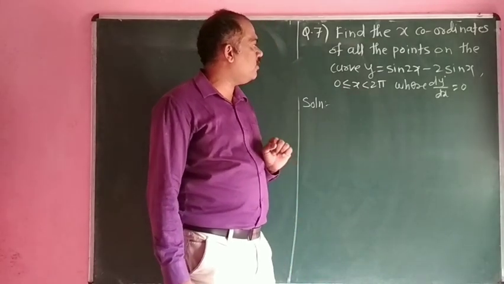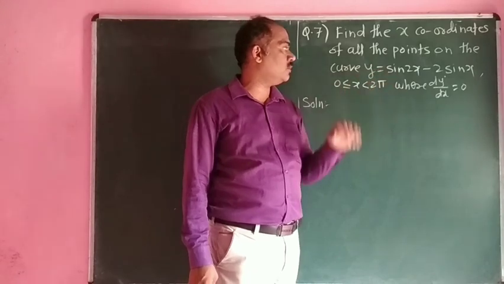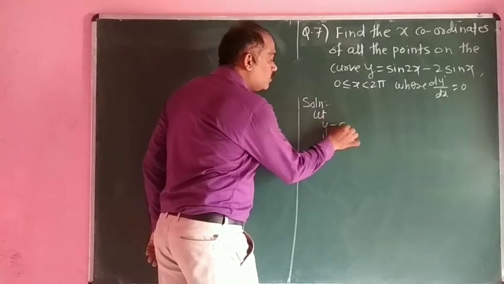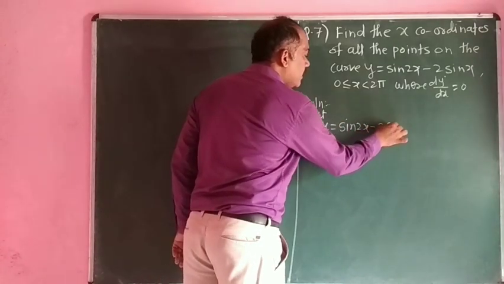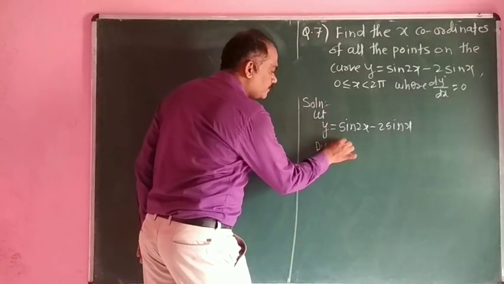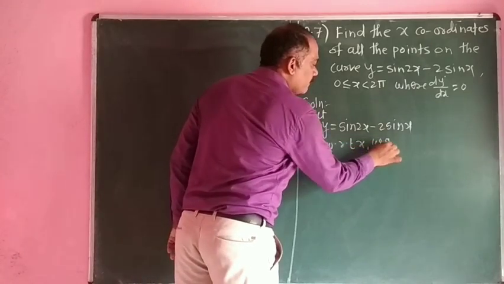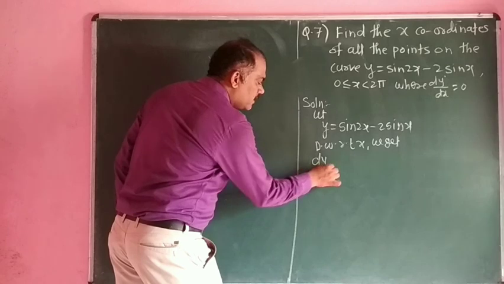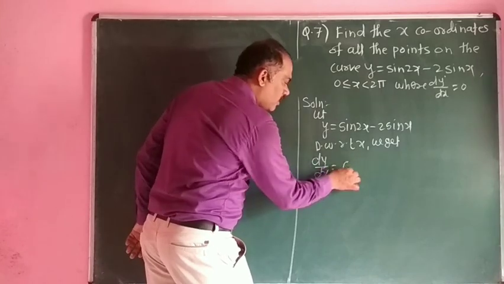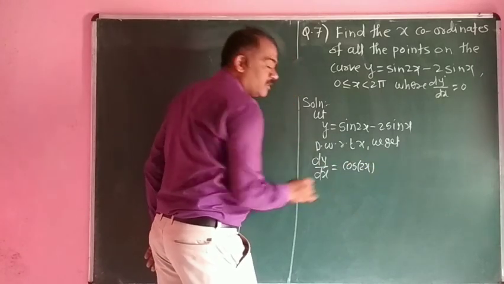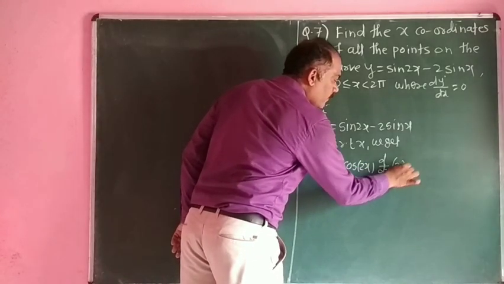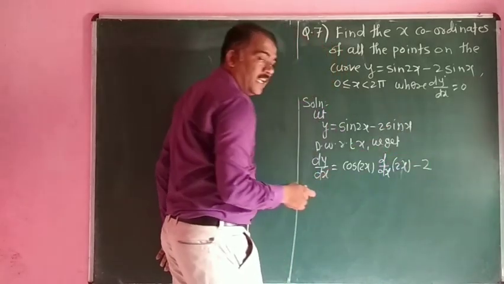First of all, we have to find the value of dy by dx, so we consider that y is equal to sin 2x minus 2 times sin x. Now we have to differentiate with respect to x. We get dy by dx is equal to, first of all we have to take the derivative of this sine. Derivative of sin x is nothing but the cos x. Instead of x we can write the 2x into d dx of 2x, minus 2 times derivative of this sin x, which is nothing but cos x.